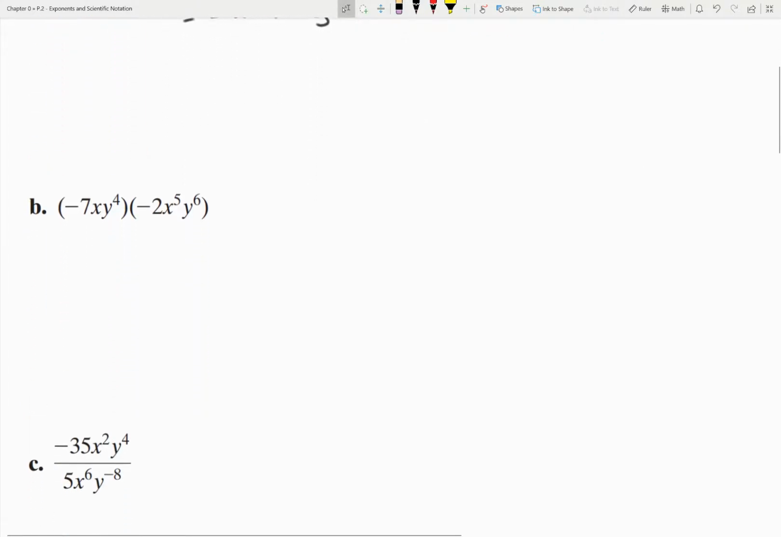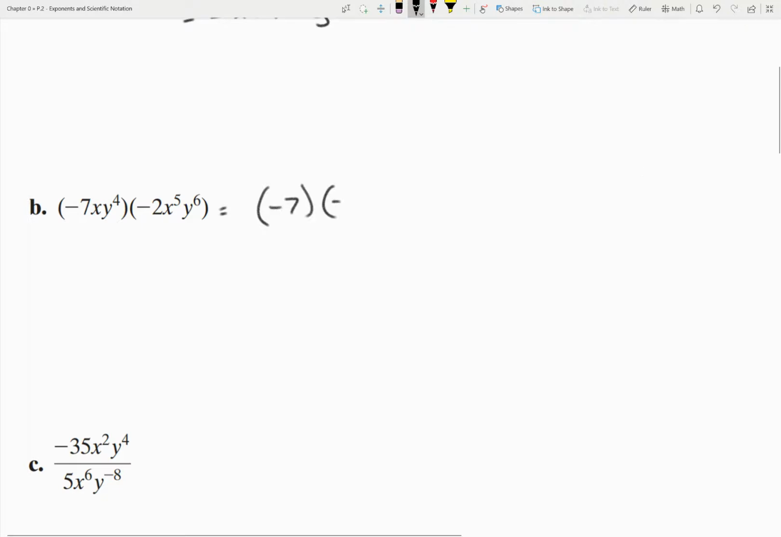All right, on to part B. Okay, so we have this expression. Let's just multiply all the pieces together. Let's start with the numbers. We can use the commutative property, so we can multiply these in any order I want. I'm just going to write it out so we're very clear what's going on.